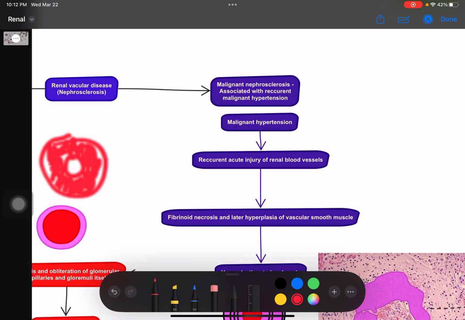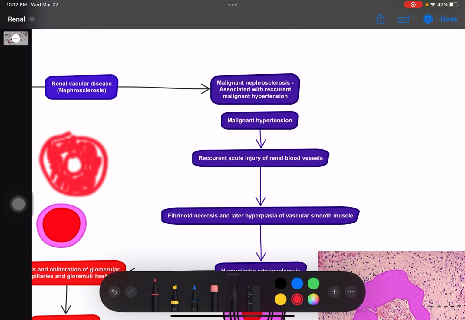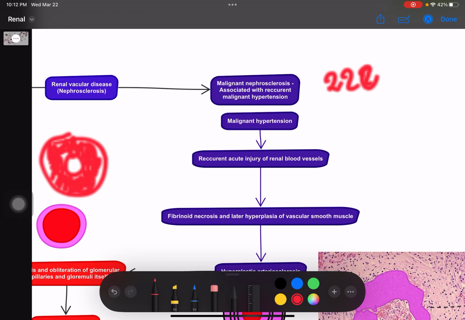The second cause is malignant nephrosclerosis. This is associated with malignant hypertension. If I'm correct, it's like 120 systolic, 220 diastolic. This is characteristic for malignant hypertension.